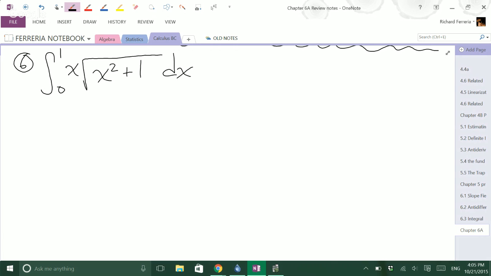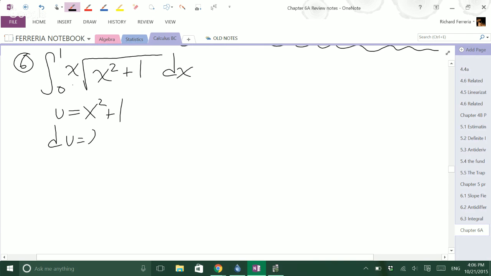Again, your choices are integral by parts or U-substitution. Always give priority to U-substitution. It's easier, it's faster. Inside the square root is definitely 1 degree more than outside the square root, so I would encourage you to use a U-substitution here. U equals x squared plus 1.